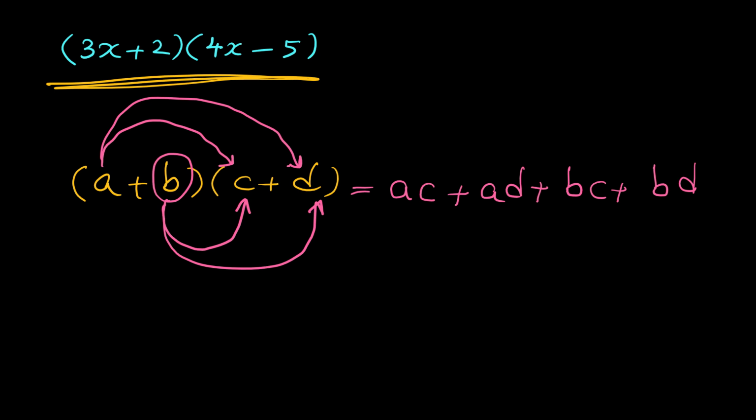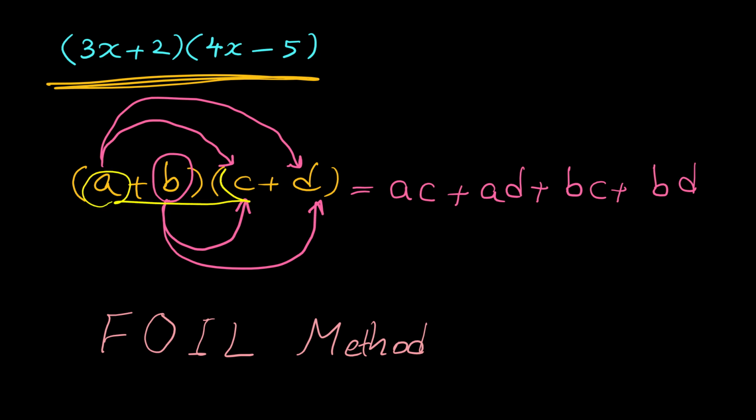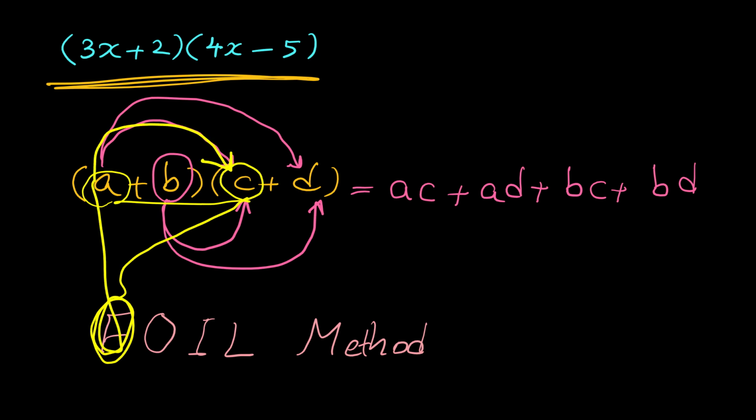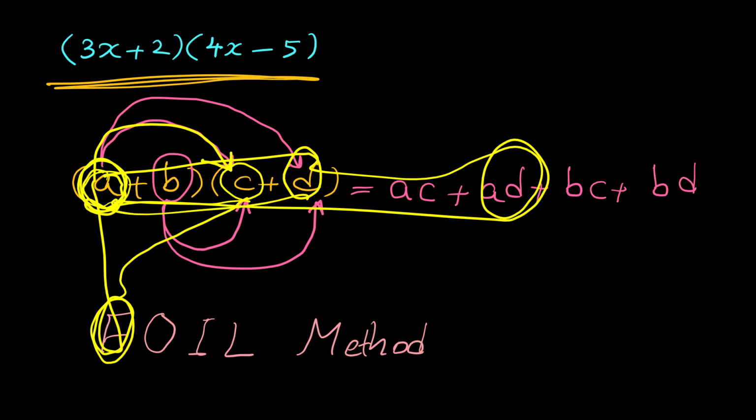For doing this, we have a famous acronym, the FOIL method. We say this FOIL method. What is the FOIL method? If you pay attention in this process that we multiply the first bracket in the second bracket, first we multiply a by c. So we first multiply first terms. Then after we multiply first terms, we multiply outer terms, a by d, ad. A and d are the outer terms in these brackets.